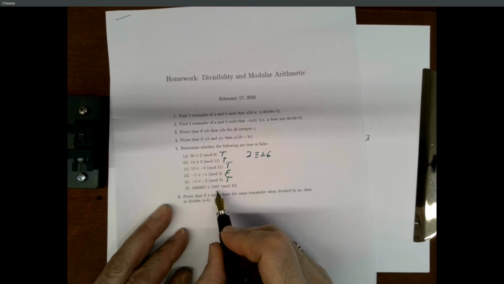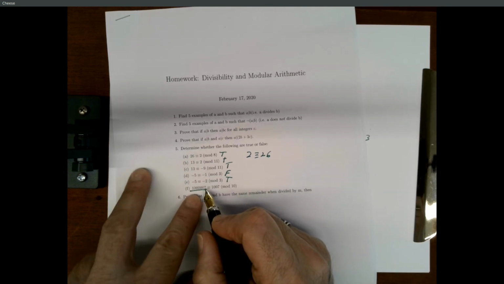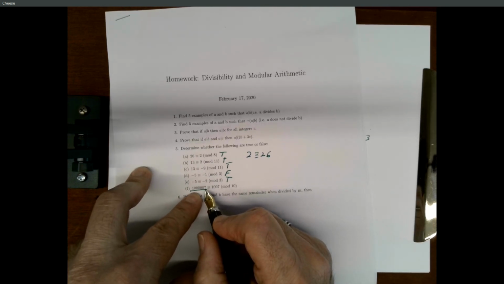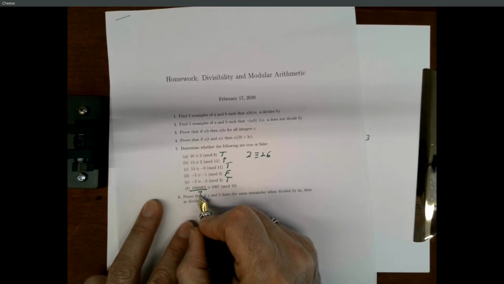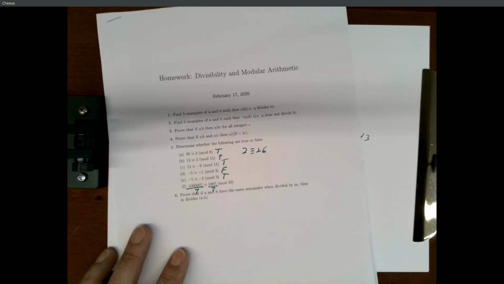And then this one, there's a few different ways to do it, but the easiest way is probably see what this is congruent to modulo 10. And modulo 10, you just get the last digit, right? Because when you divide this by 10, a million is evenly divisible by 10, and you got 7 left over. And 1,000 is evenly divisible by 10, and you've got 7 left over. So both of these are congruent to 7, so they're congruent to each other.